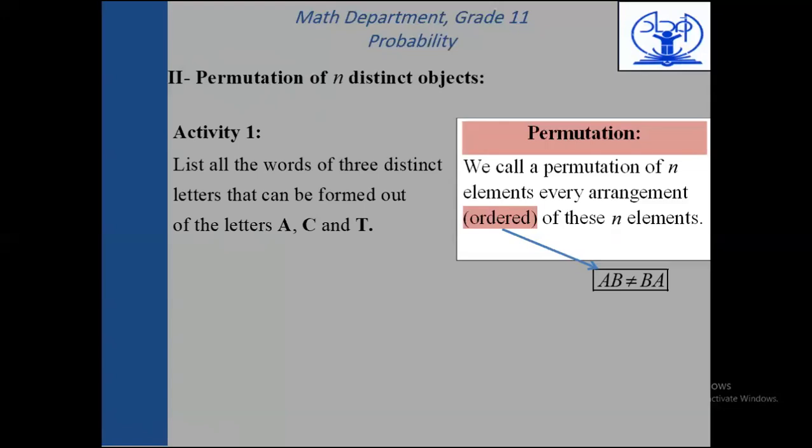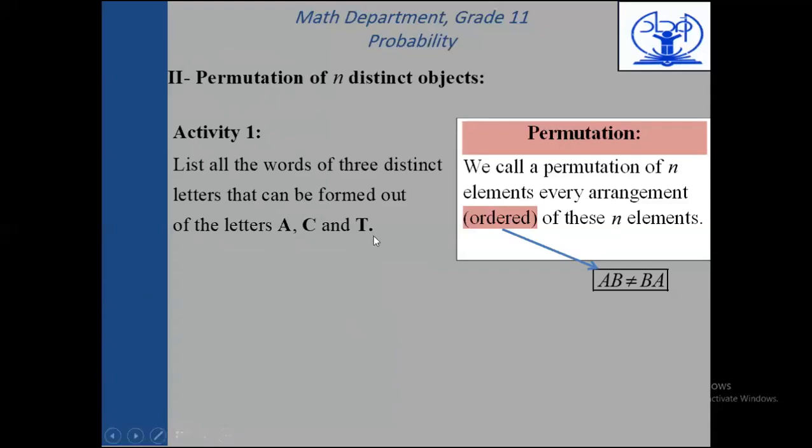Or you can even use the fundamental counting principle. You can draw 3 boxes and you think about the number of options for the first letter, then the second letter, then the third letter. But we want to make this a formula because this is a very standard situation where you have like 5 letters and you want to permute them all.